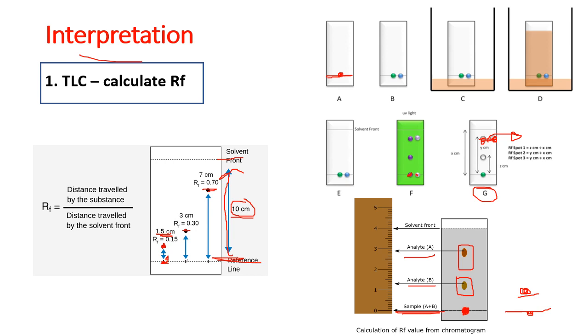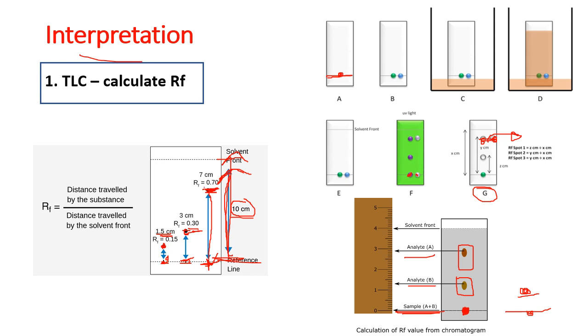Let's do the same for the second sample. The distance traveled by the analyte, between the reference line and the analyte, is 0.3. So I will get 0.3 over the total distance traveled by the solvent, which is 10. And then for this third analyte, I will do the same. The distance traveled by the analyte, I measure this distance, it's 0.7, over the total distance traveled by the solvent, from the reference line to the solvent front, which is 10.